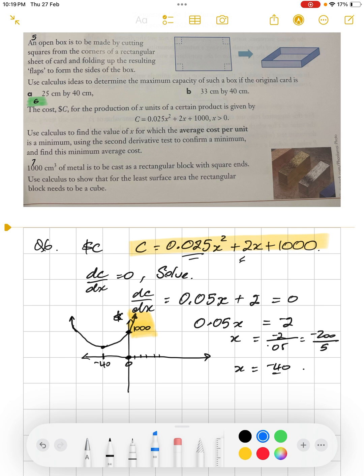So the minimum cost happens when x is 0, and I don't think we want to produce none, because we're going to spend $1,000, and then as we produce, our cost is just going to increase and increase each time x gets larger anyway. So technically, there's no minimum average cost per unit, and no minimum value of x for which the average cost per unit is minimum.